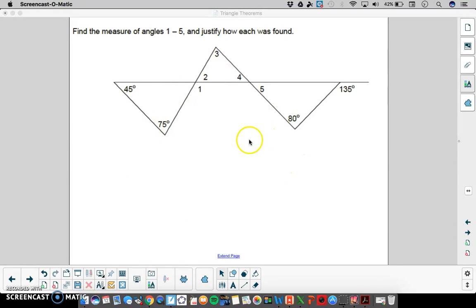This last example I'm going to leave to you. You're going to find the measure of angles 1 through 5 and justify how each was found. Each angle you find needs an explanation. That explanation would include a theorem that you possibly used. You might use not just the triangle theorems, but theorems such as the Vertical Angles Theorem and the Linear Pair Postulate. So keep in mind that there are still those relationships in play even though we're talking about triangles.